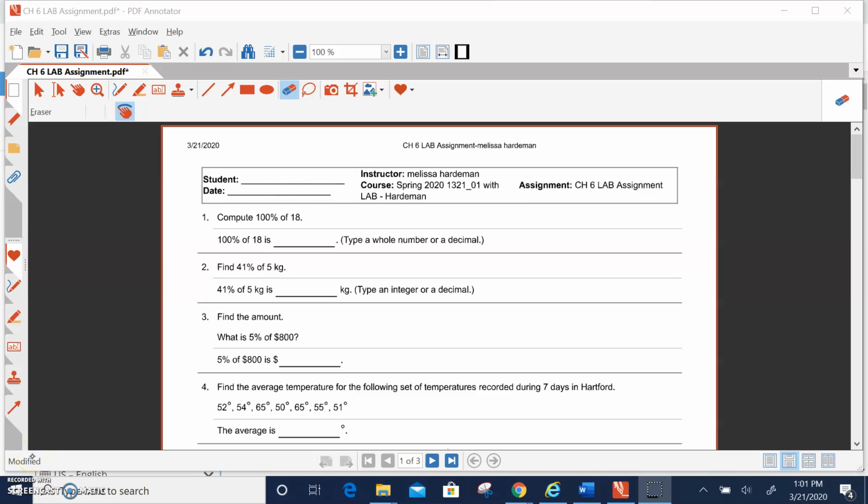Let's take a look at what we'll see in the Chapter 6 lab assignment in my math lab. We're going to come across some percents, so we'll do a quick little review of working with percents.